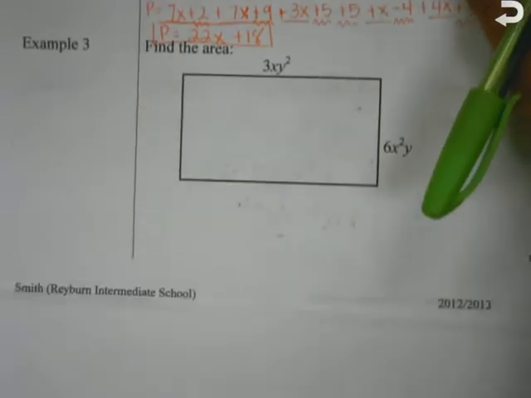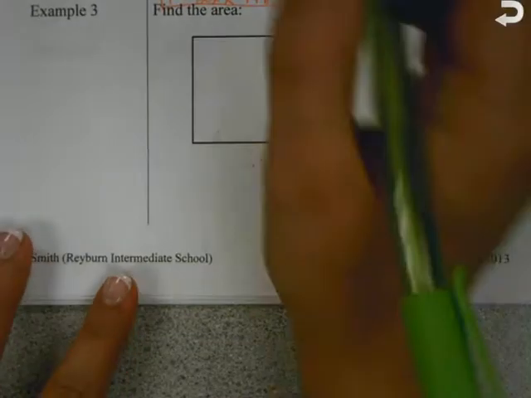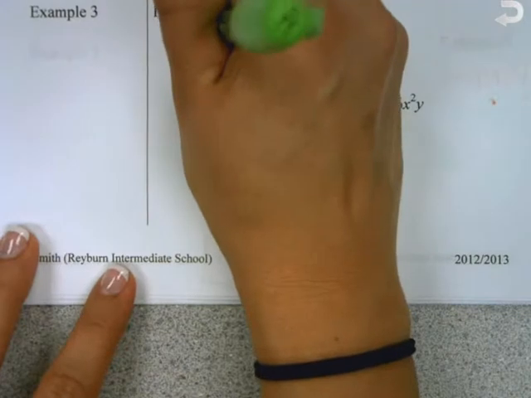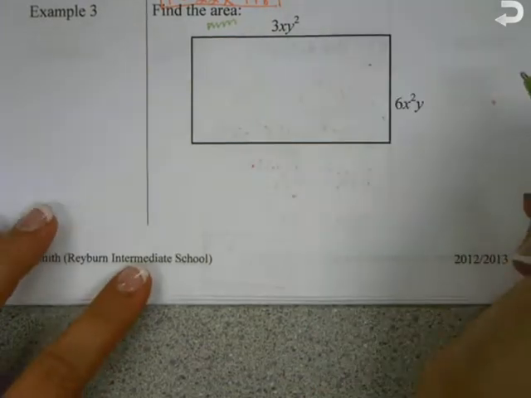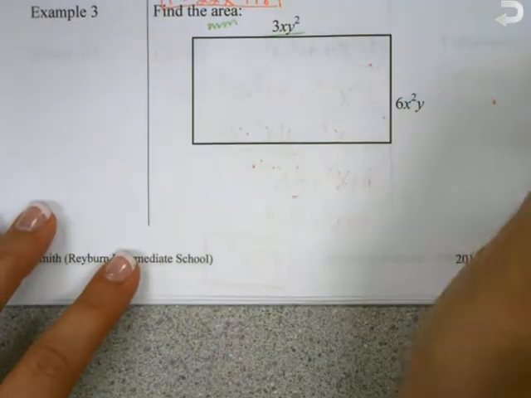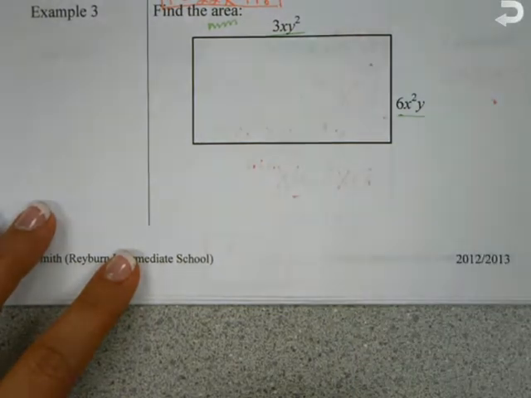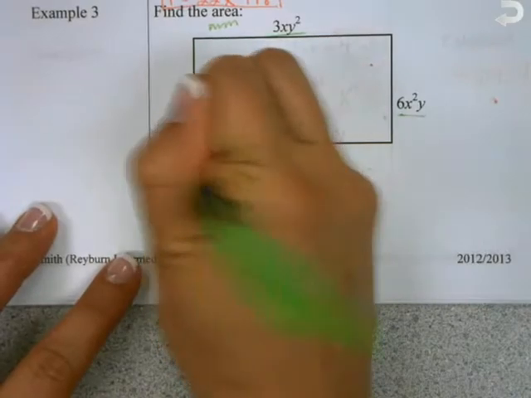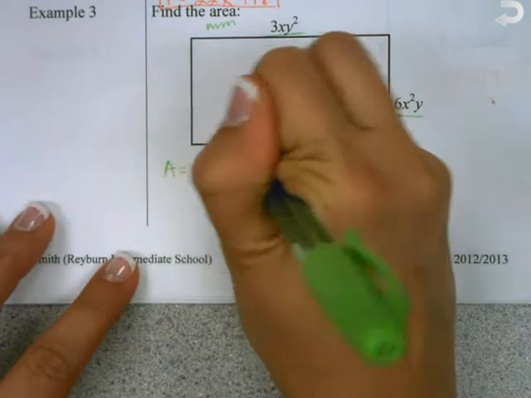So example 3 is a rectangle, and I am asked to find the area. Okay, guys, so area is length times width. My length is 3xy squared, and my width is 6x squared y. So area is equal to 3xy squared times 6x squared y.